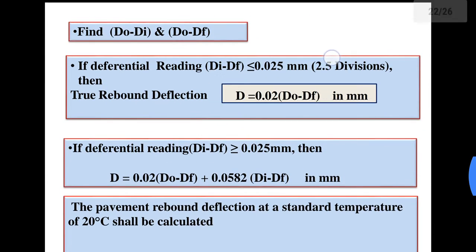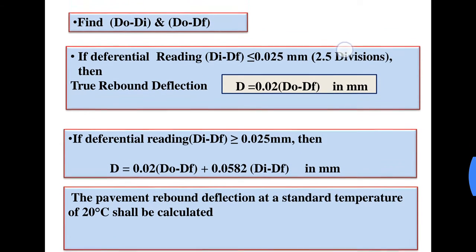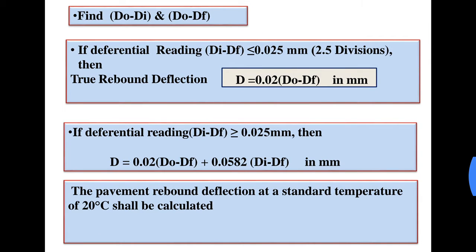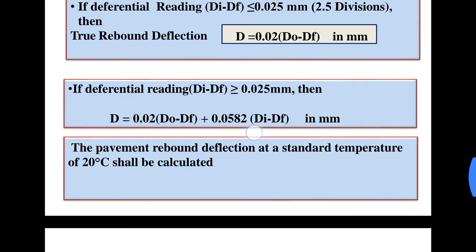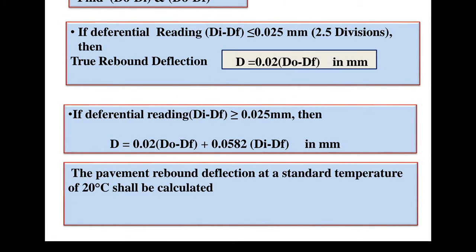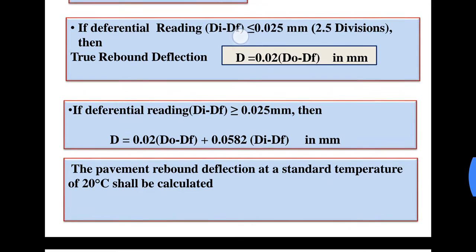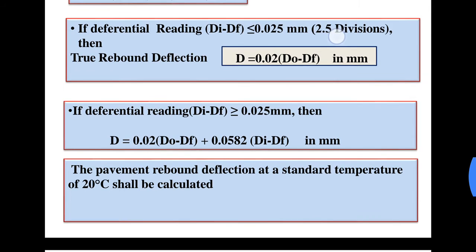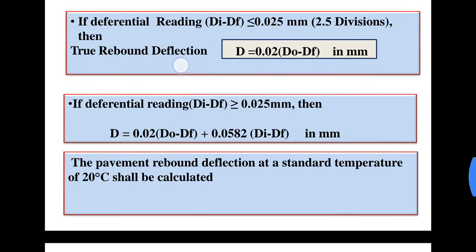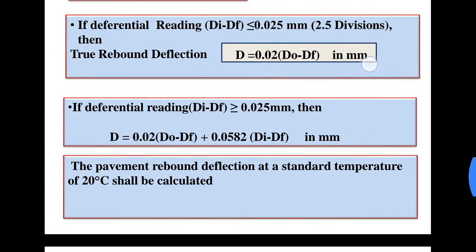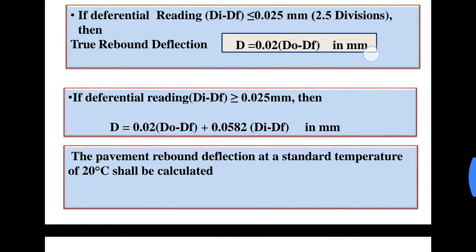Now, what is the calculation part? How do you find out the deflection? So we have D naught, Di and Df. We need to find D naught minus Di and D naught minus Df. Now, how do we find the true rebound deflection? If the differential reading, Di minus Df, is less than or equal to 0.025 mm, then the true rebound deflection is given as D equal to 0.02 into (D naught minus Df). The deflection you will get is in millimeters.